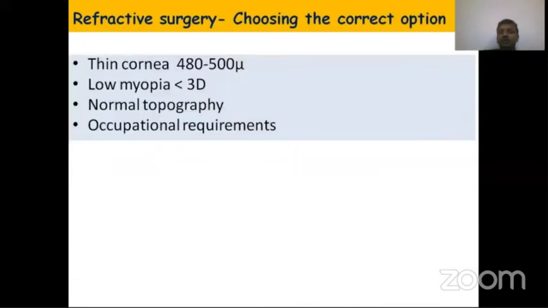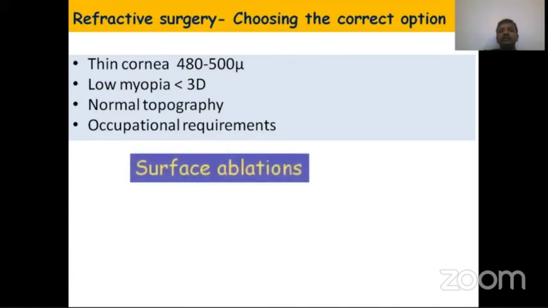And this is one more option, wherein we have a thin cornea of about 480 to 500 microns with very low myopia up to 3 diopters, normal topography, and occupational requirements like police and aircraft. In occupational requirements, they don't consider if a patient has undergone any flap-based procedures. So in these cases, we can easily go for surface ablations like PRK.